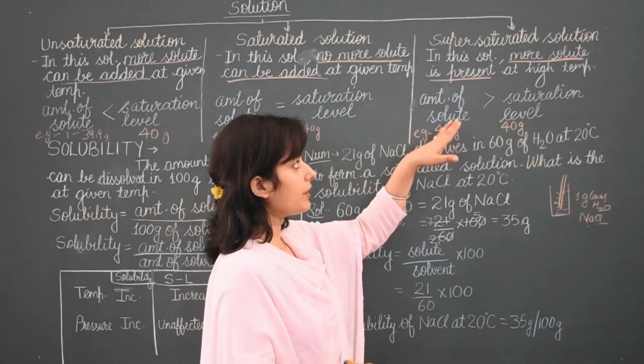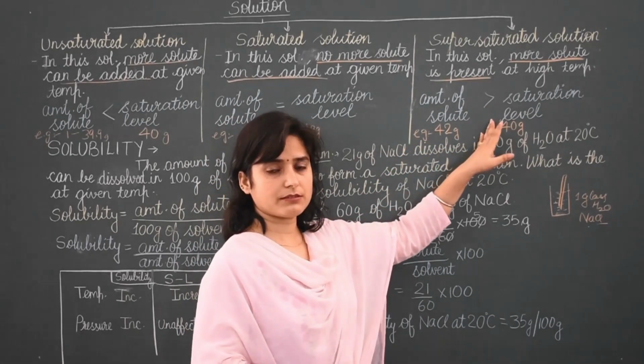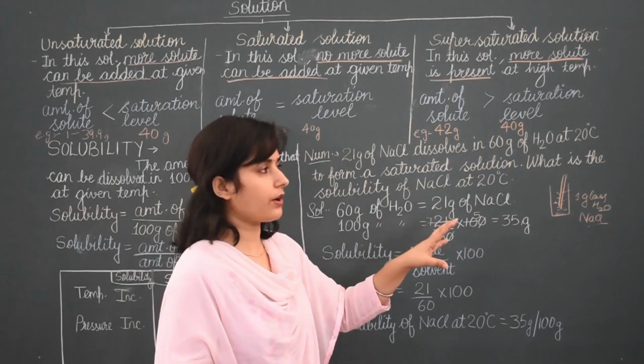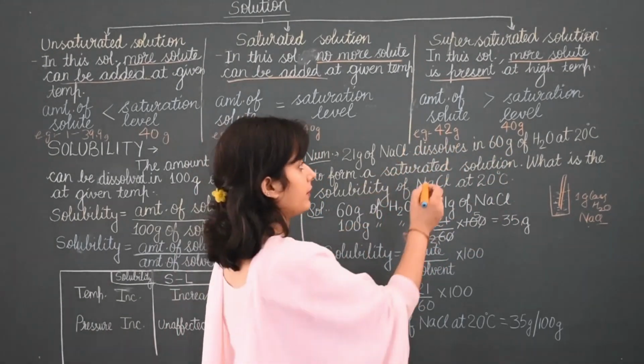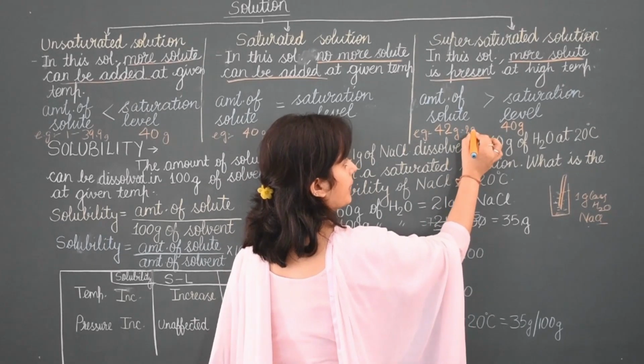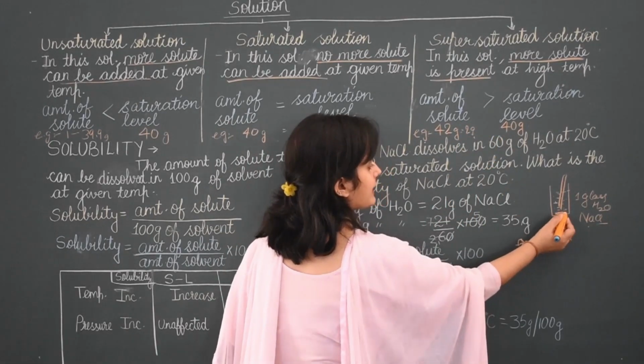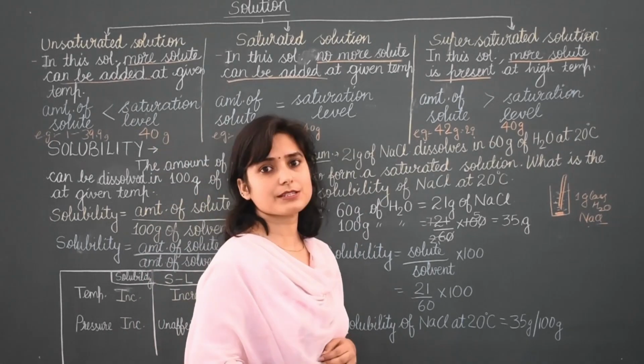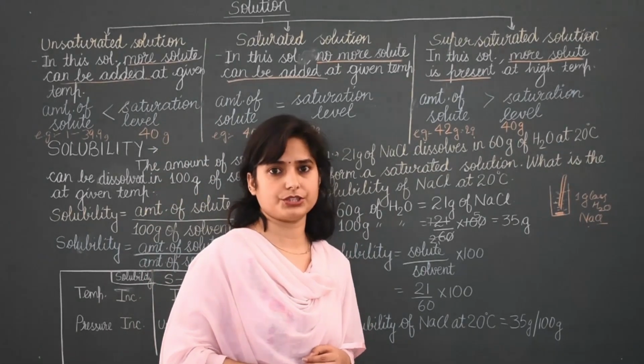And what happened? When we cool this solution, then the extra amount of salt that we dissolved here, for example here it is 2 gram, will start settling down. So this type of solution is called a supersaturated solution.